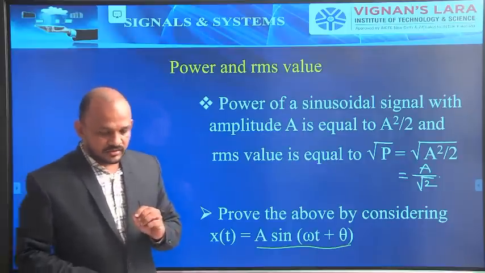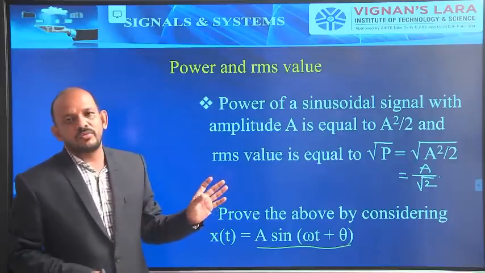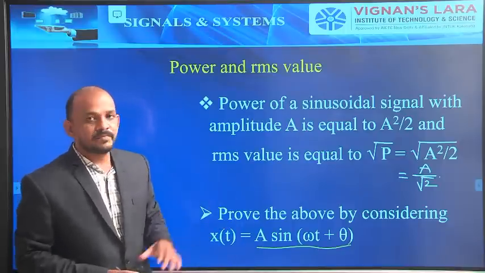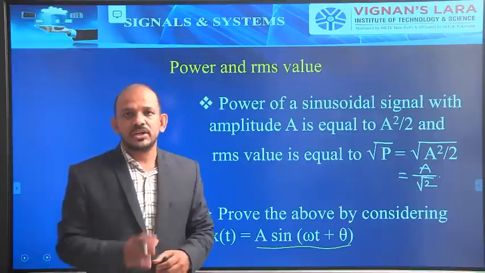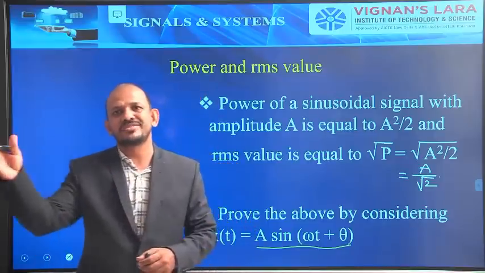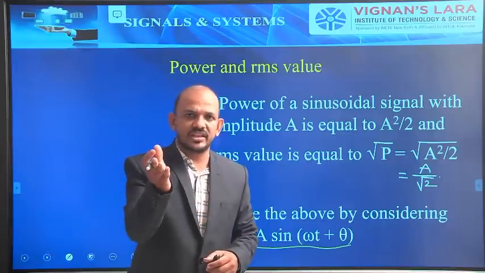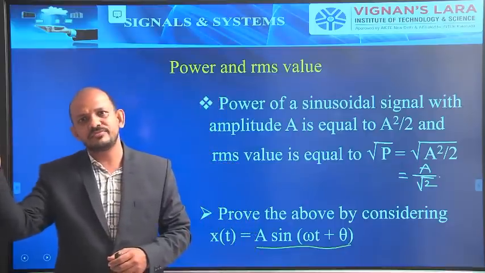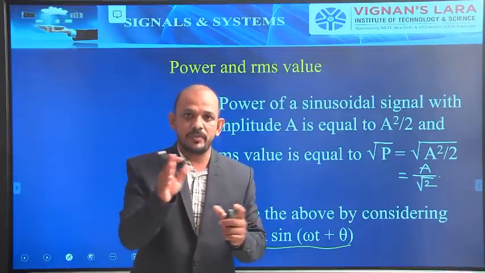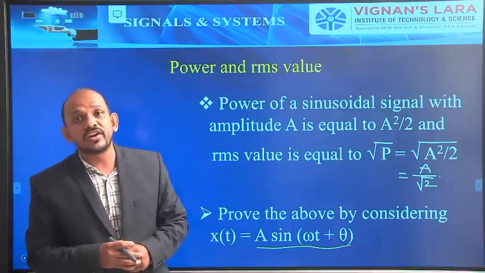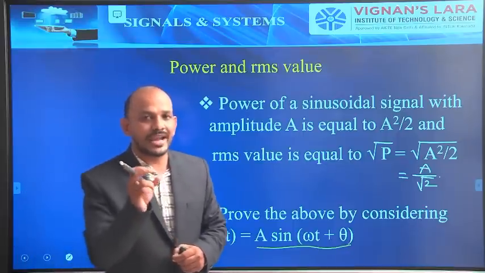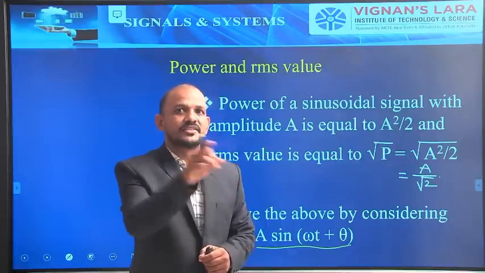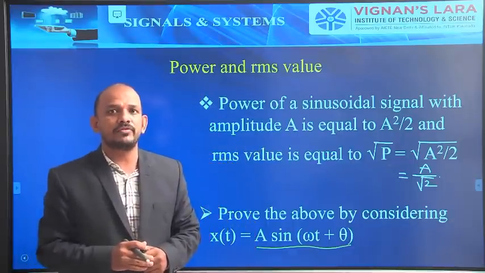Here the small logic is, if you have only one sinusoidal signal, then it will be easy. But if there is a sum of two sinusoidal signals, that is 2 cos 3t plus 4 sin 5t, a combination of two signals, then how do we find the RMS value? First of all, we have to calculate the power of the total signal.